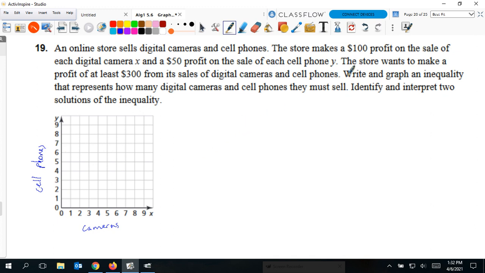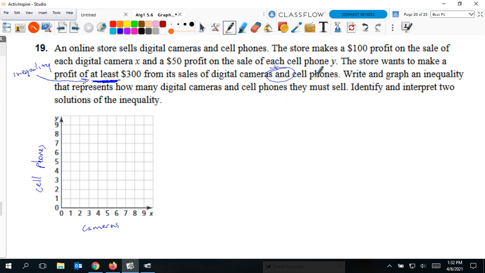Okay, the store wants to make a profit of at least, that's very important, that's going to be the inequality. That's your inequality sign right there. That wording, the "at least." So when it says at least 300, that's going to be the inequality sign, then 300. From its sale of both digital cameras and cell phones. So "and" means you're going to add them together.